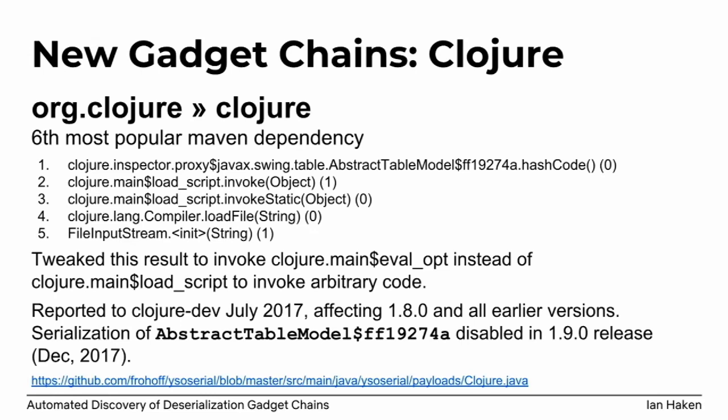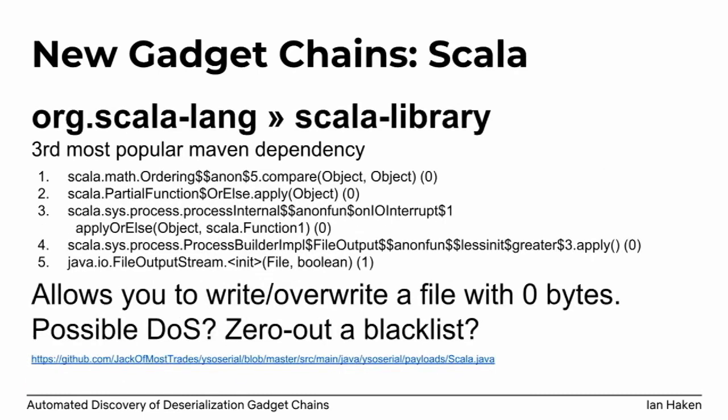It's been in all versions of Clojure since like 1.2.0, which is like 8 years old or something. I reported that to the Clojure dev mailing list, and they decided to just turn off serialization for this class, because who in the world even uses that anyway? So that's great. The 1.9.0 release doesn't have that gadget chain anymore. So, cool, progress. All right, what else did Gadget Inspector find?